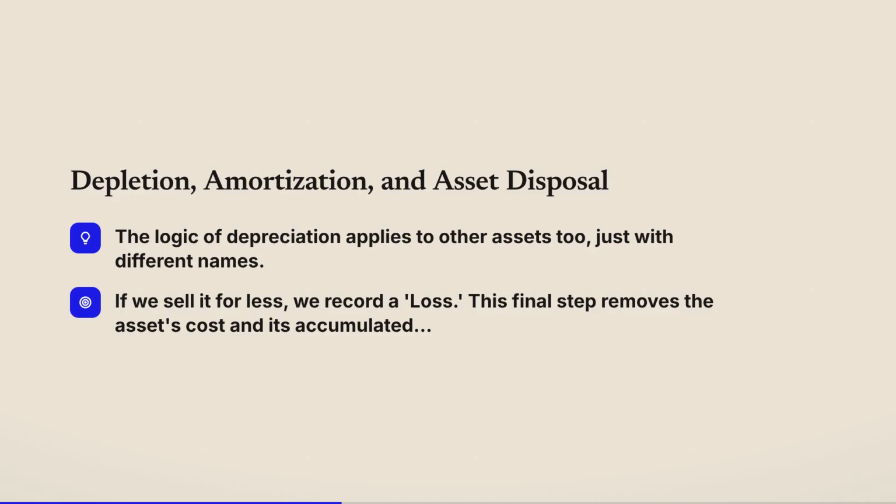For intangible assets, such as patents, copyrights, or trademarks, we use amortization. This follows the matching concept, spreading the cost of the intangible over the time it provides value.